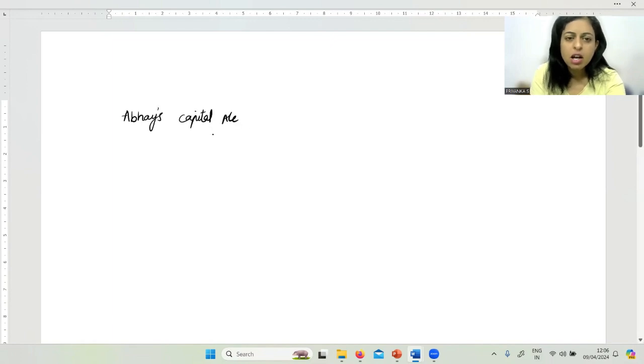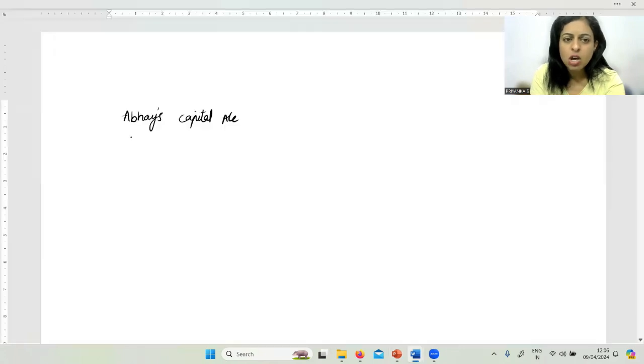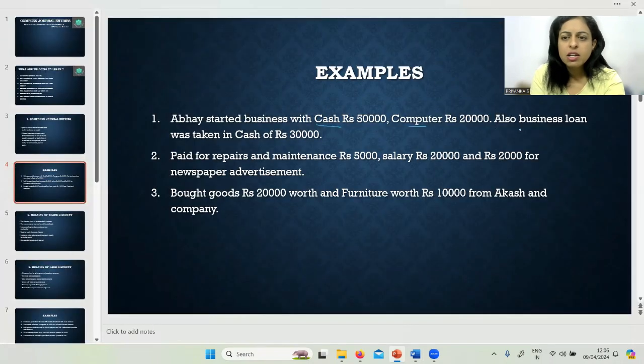What is the second account that we have here? Second account, if you see, you have cash, computer, right? These are the other two accounts. So we have cash account and we have computer account, which he is bringing into the business, correct? Then comes your second transaction.